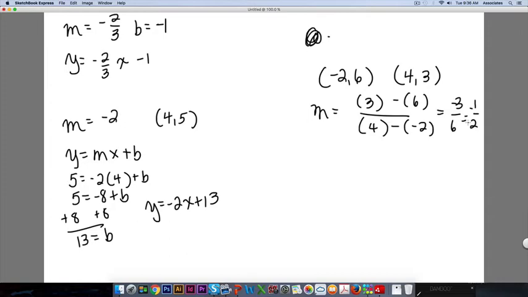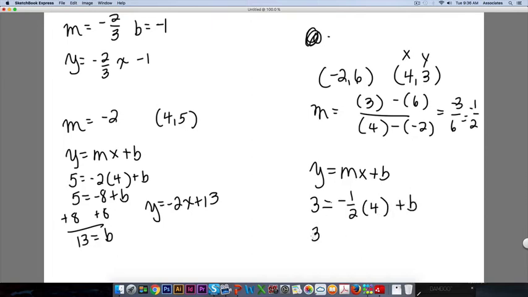Now, what I'm going to do here is plug it in. y equals mx plus b. And this time, just for fun, I'm going to use this point as my point. So 3 equals -1/2, x is 4, plus b. So 3 equals, half of 4 is 2, so it's -2 plus b. Add 2 to both sides. So b is 5, so here's my equation. y equals -1/2 x plus 5.